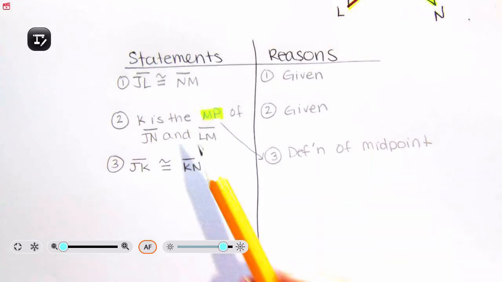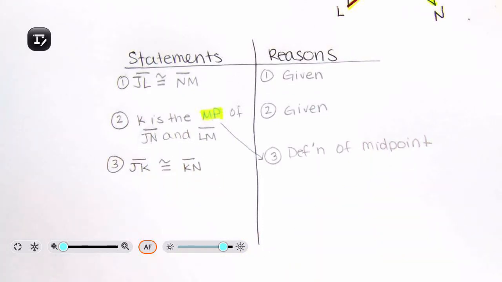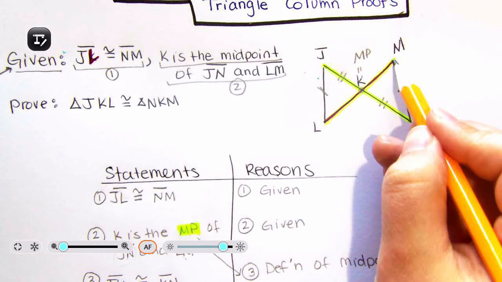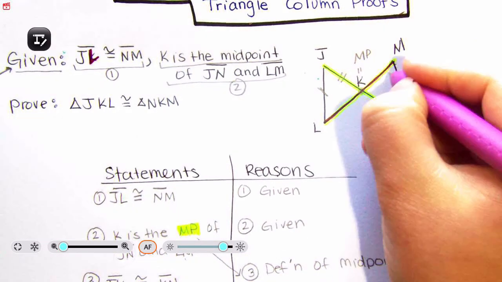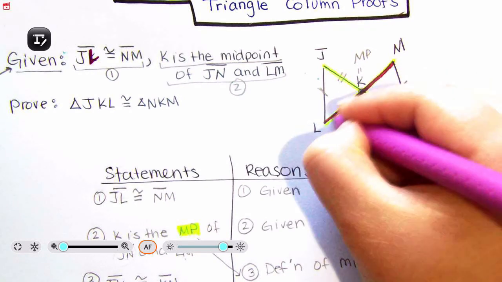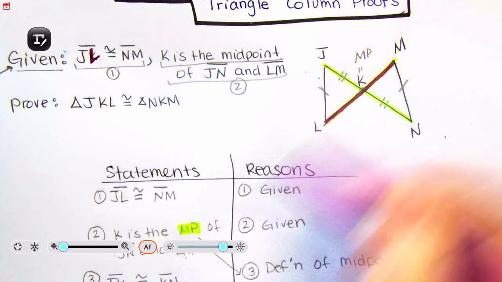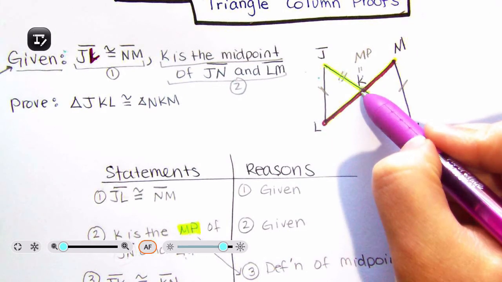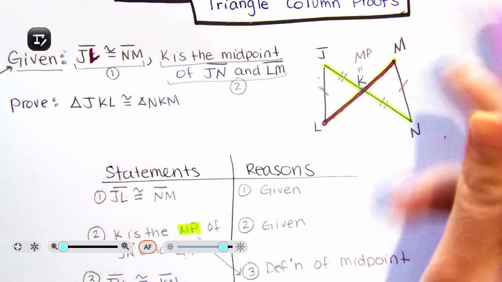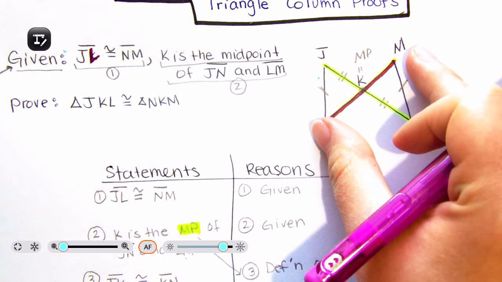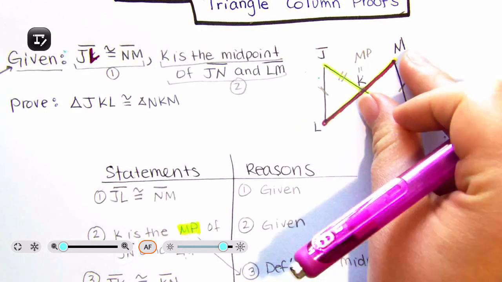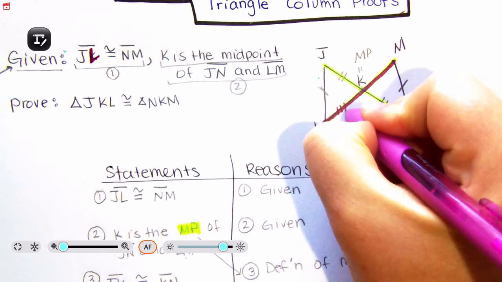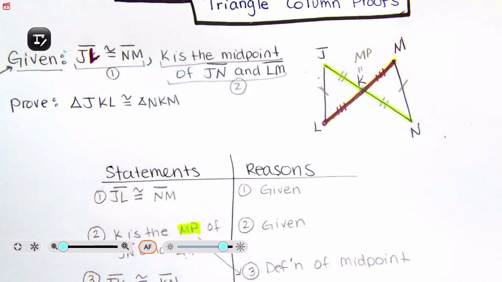Now I used the definition of midpoint for JN, but I still have the midpoint of LM. So let's go back to our image. Here's LM. I tried to make it pink for you guys, but I'm not sure if the color is showing up here. So you have this segment, LM. It gets cut in half by this K, which means I equally cut this big piece into two smaller pieces. Therefore, LK is exactly the same measurement as KM.